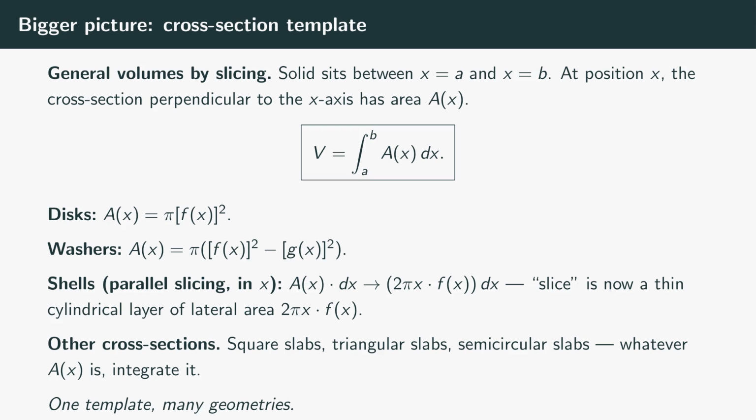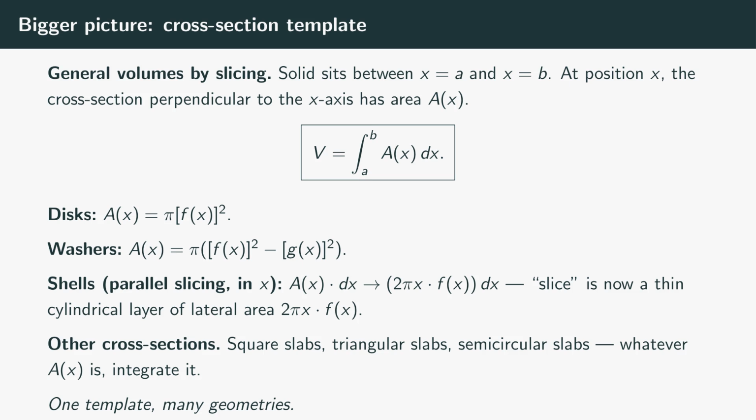Zoom out. The disk, washer, and shell formulas are three instances of one master template. V equals the integral from a to b of A of x dx, where A of x is the area of the cross-section at position x. For disks, the cross-section is a circle of radius f of x, so A of x equals pi times f of x squared. For washers, the cross-section is an annulus, so A of x equals pi times the quantity f squared minus g squared. For shells, the geometry is slightly different. We're slicing parallel to the axis and getting cylindrical layers, not flat slabs. But the volume of a thin cylindrical layer is a lateral surface area times thickness, which fits the same measure of the slice times dx template.